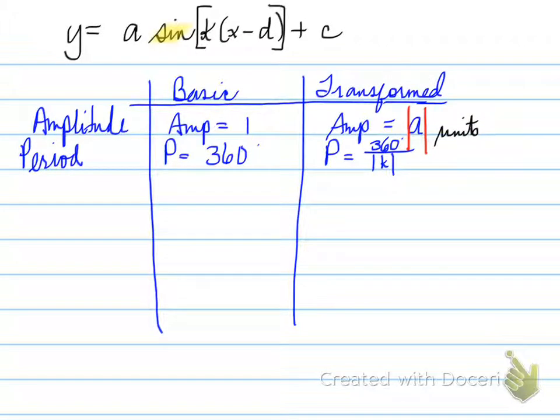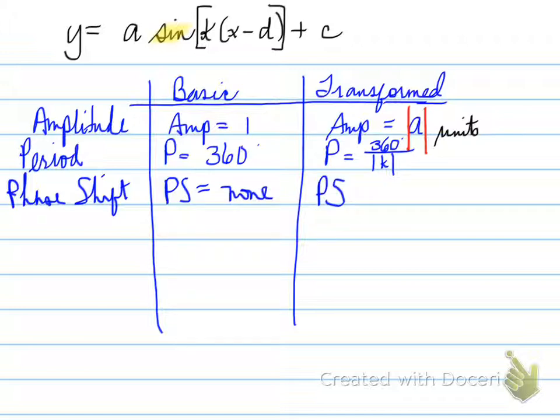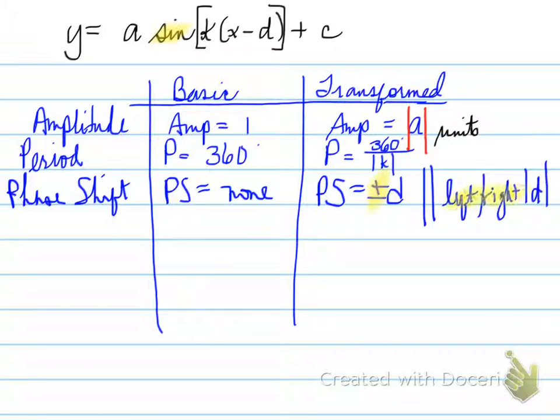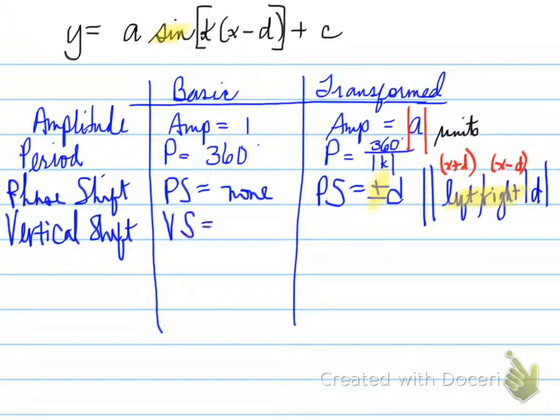All right, back to the original question where we had the amplitude, which is the absolute value of a, and the period, which is equal to 360 over k, or 1 over k times 360. The phase shift, PS for short: there is no phase shift for the basic, but a phase shift in a transformed function will always equal plus or minus d. Plus or minus d is all relative to what's inside the brackets. You are either right d or left d. If it's x minus d in brackets, it's right. If it's x plus d in brackets, it's left.